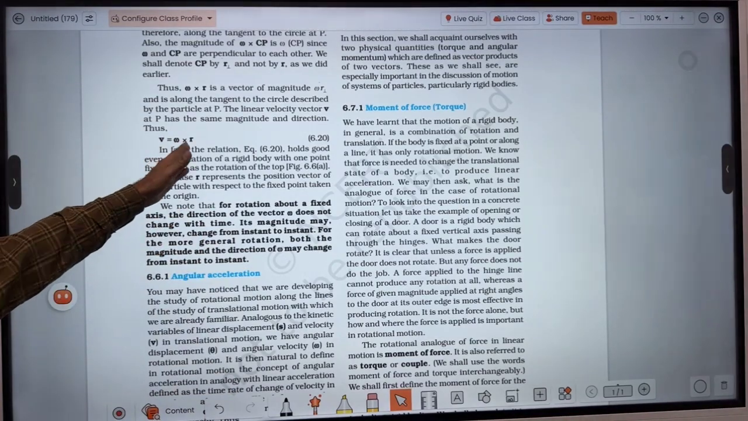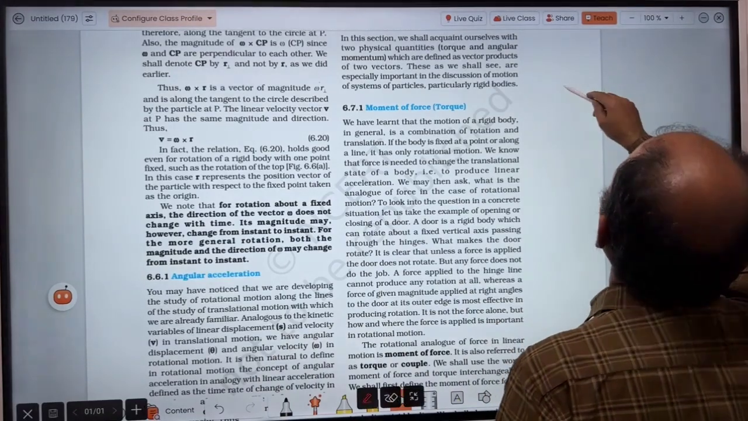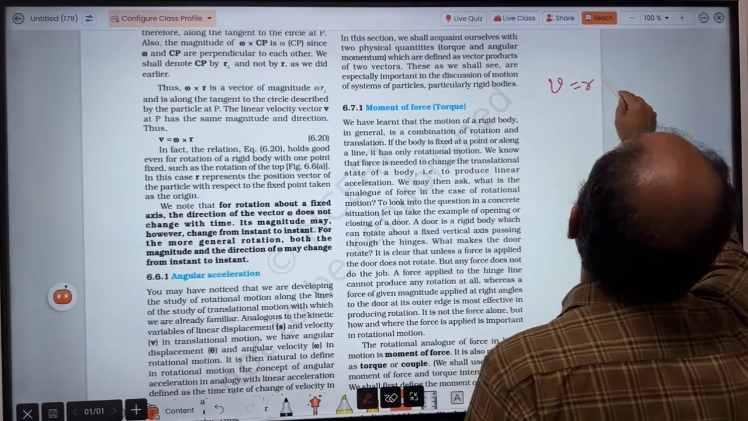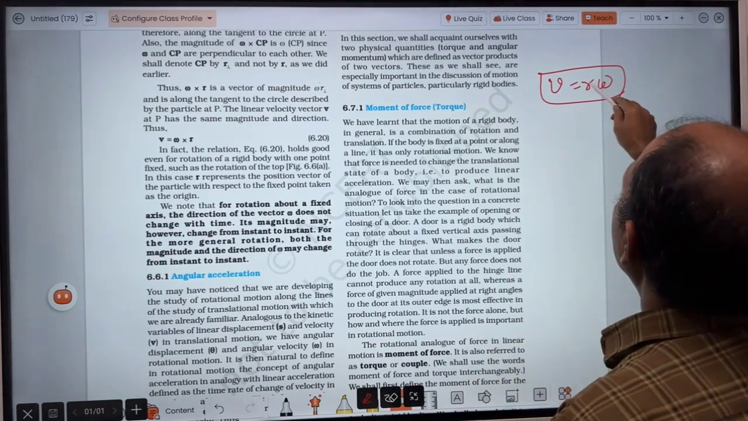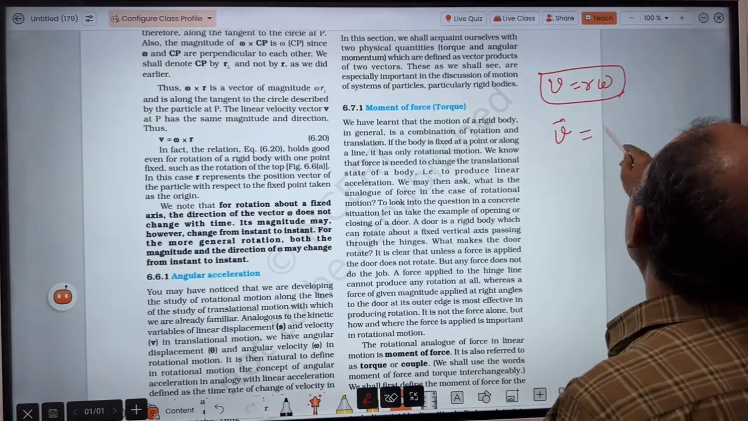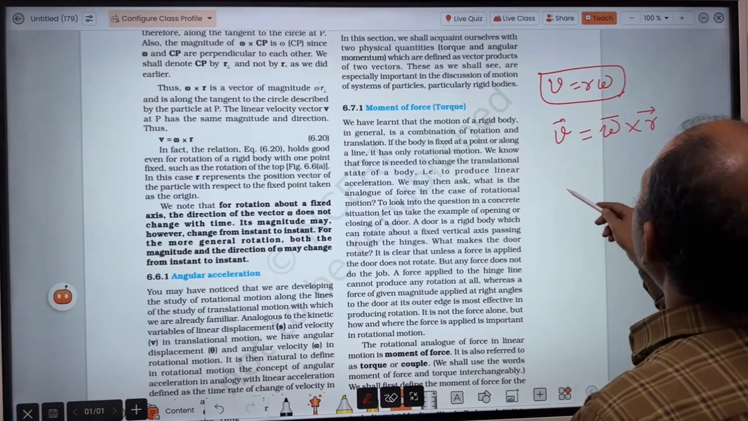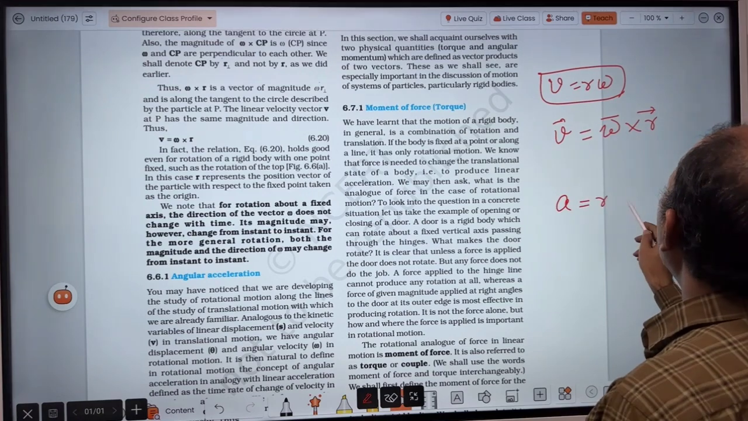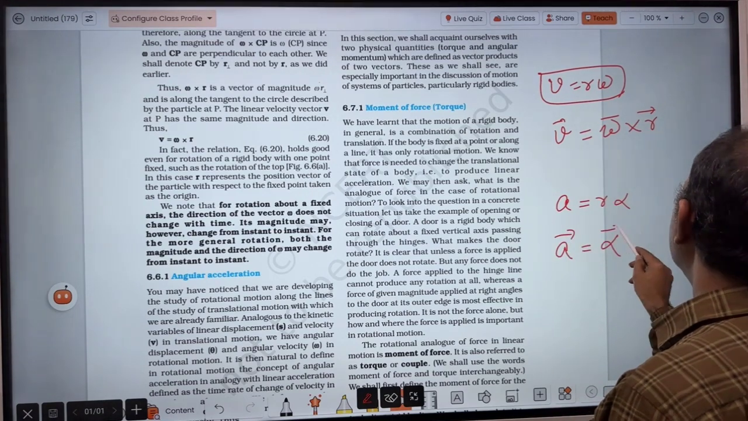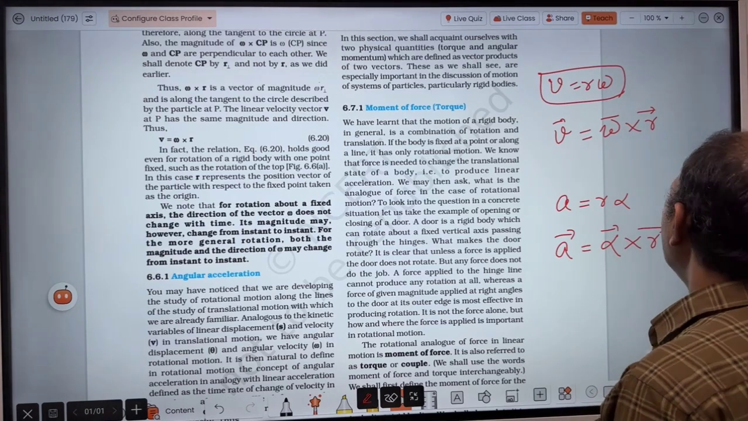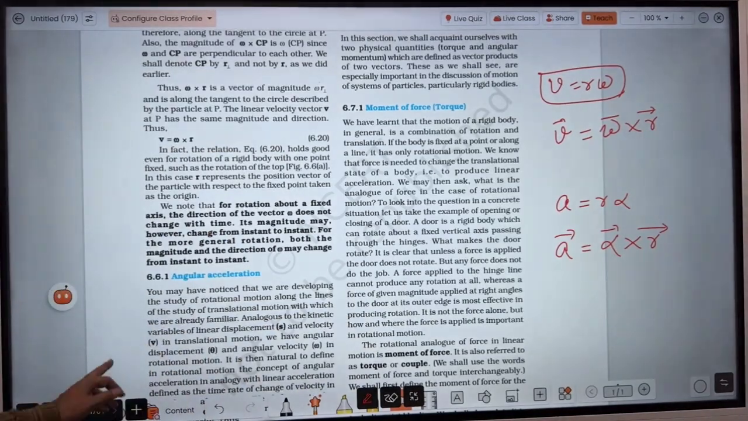So v equals omega cross r. As far as what we have written here, I think you remember, as I told you, that v equals r omega in magnitude. But if you write in terms of vectors, then keep in mind v is omega cross r, right? And we have seen a equals r alpha, but vector a will be equal to alpha cross r. We will study some numericals based on these concepts in the next lecture.